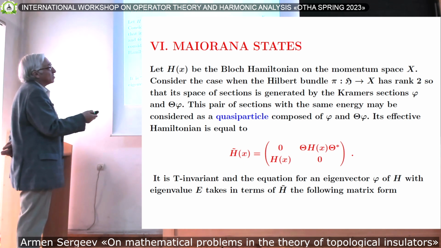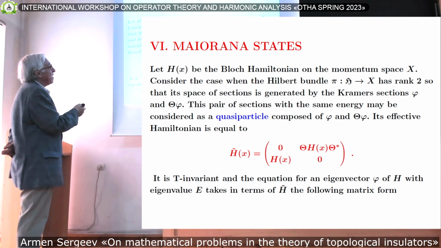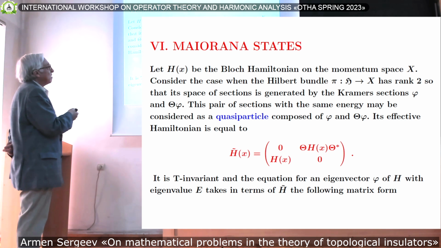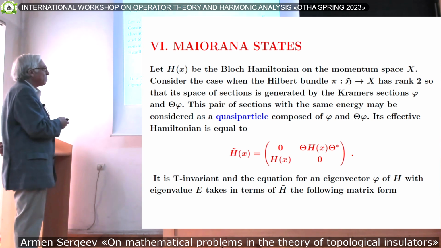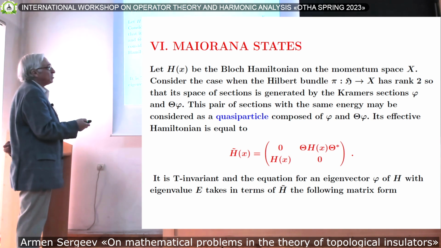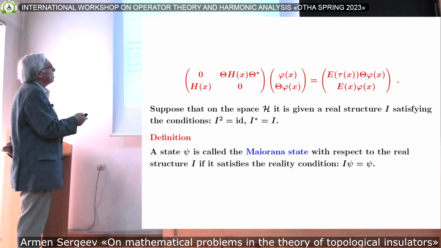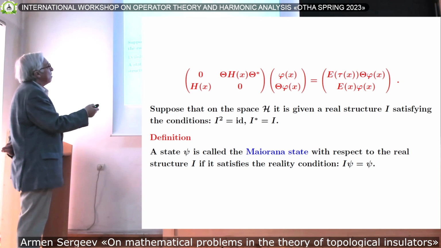Okay, then let me say a few words about a very important notion in physics. This is Majorana states. Let H of x be the Bloch Hamiltonian on the momentum space X. Again, we consider the case where this bundle is of rank 2. Then the pair of sections, Kramers sections phi and theta phi with the same energy, may be considered as a quasi-particle composed of phi and theta phi. Its effective Hamiltonian is equal to H tilde of x, written in this form. It is T invariant, and the equation for an eigenvector with eigenvalue E takes, in terms of H tilde, the following matrix form, which I just wrote down.